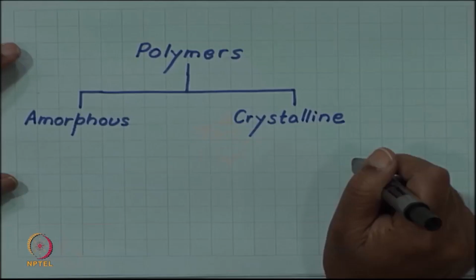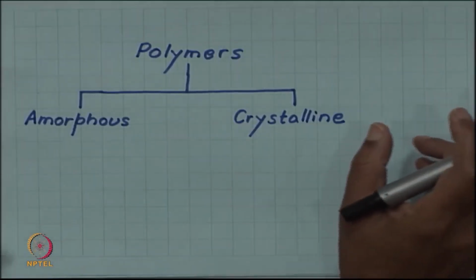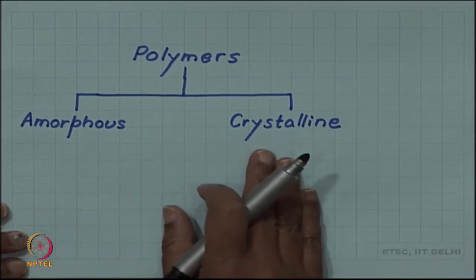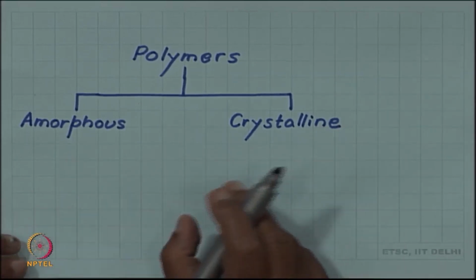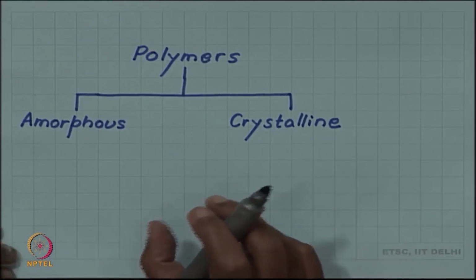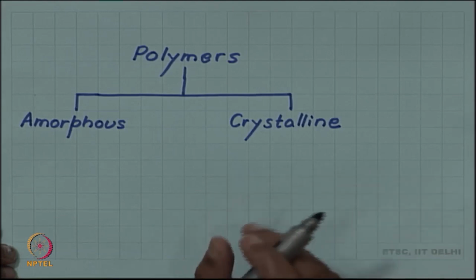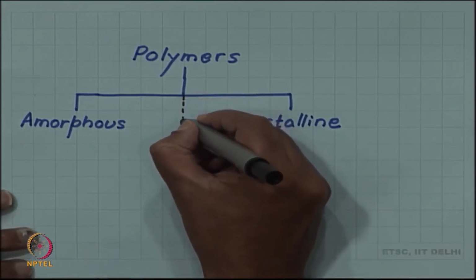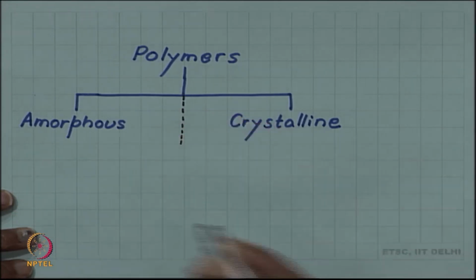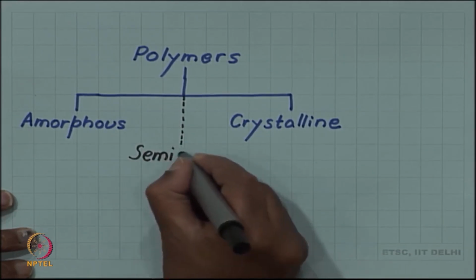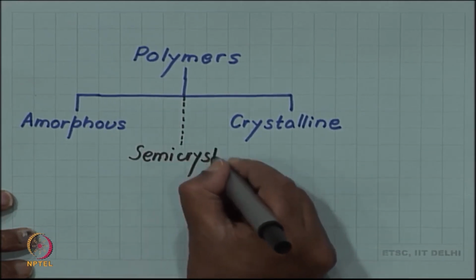Polymers can be either amorphous or crystalline. In fact, a given polymer is never fully amorphous or fully crystalline. A given sample of polymer may have regions of amorphous phase and regions of crystalline phase. Such a state is called semi-crystalline.